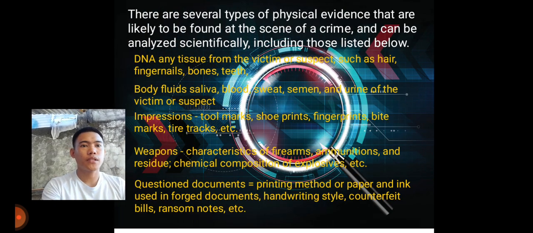There are several types of physical evidence that are likely to be found at the scene of the crime and can be analyzed scientifically, including those listed below. DNA: any tissue of the victim or suspect such as hair, fingerprint, bone, teeth. Pwede may buwan di akong kangkin sa doon buhok or sa fingernails, bone, pwede sa dali ra sa ma-identify kung kangkin sa doon.